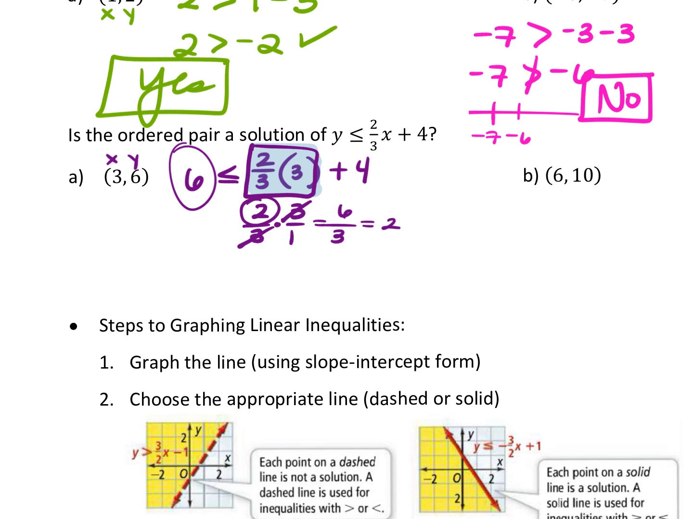So we have 6 is less than or equal to 2 plus 4. So 6 is less than or equal to 6. Is that true? It is, because it has the equal to bar, right? As long as it has the equal to bar, they can be the same.